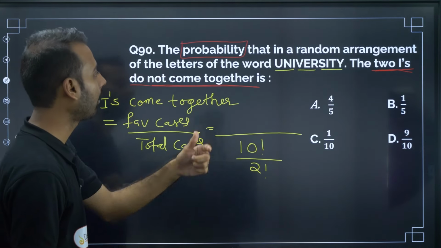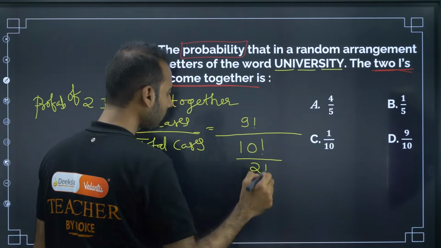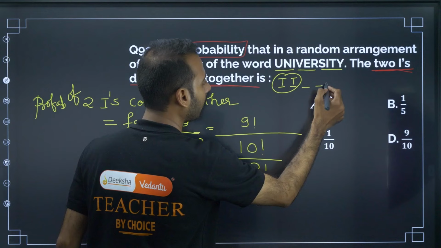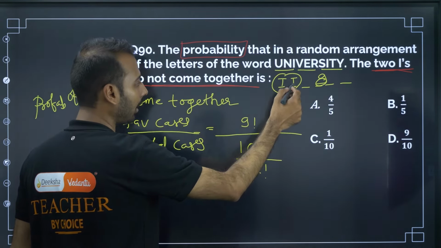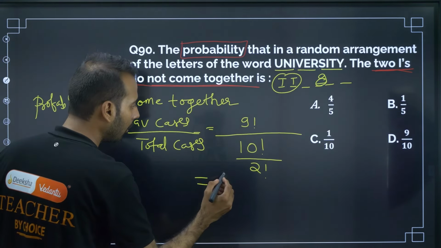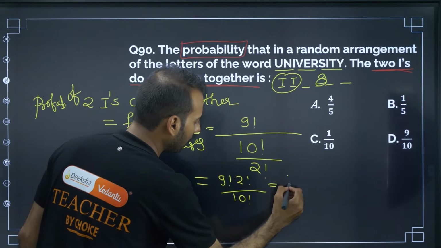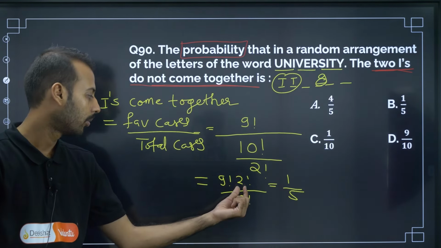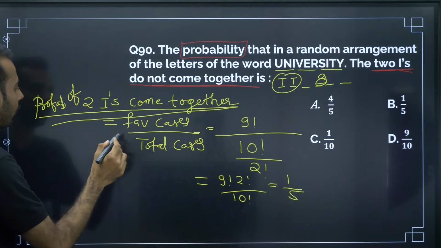Next, how many favorable cases? Now if I consider I and I as 1 unit, and the remaining 8 letters, this is the 9th. So 9 things we are arranging, so that's why this becomes 9 factorial divided by 10 factorial by 2 factorial, which is equal to 1 by 5. If you simplify this, 9 factorial times 2 by 10 factorial gives 1 by 5. So the probability of two i's coming together is 1 by 5.